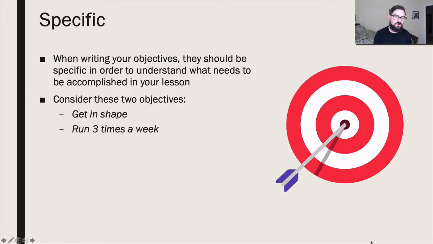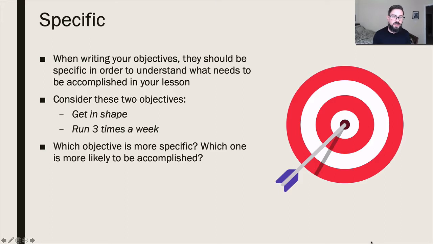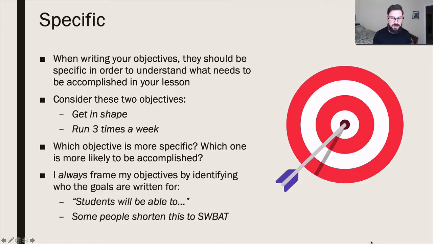It doesn't give me any sort of time frame. It doesn't tell me what to do. Whereas run 3 times a week tells me what I'm going to do. I'm going to run, how often I'm going to do it, and that's 3 times a week. And so it gives us a little bit more to chew on. It gives us something that we can actually do. Which objective is more specific? Obviously, we just talked about that.